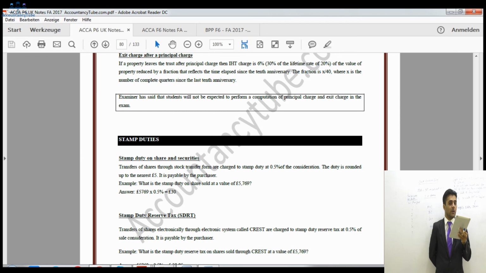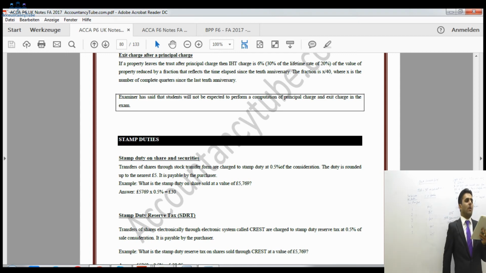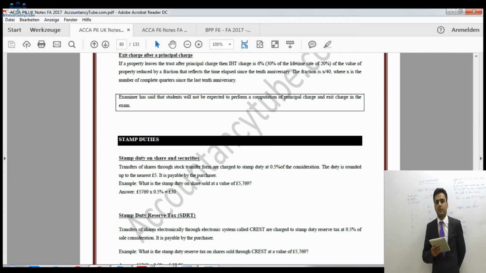So the fraction in this case, assuming it is 12 years, means 2 years more than 10 years. In 2 years, as I said, there will be 8 quarters. So that will be reduced by 8 over 40. All right. So x means quarters since the 10th anniversary. However, you do not have to worry about the calculation bit. The examiner said they will not examine this in the exam as far as calculations are concerned.